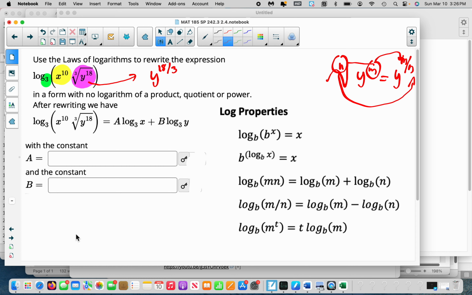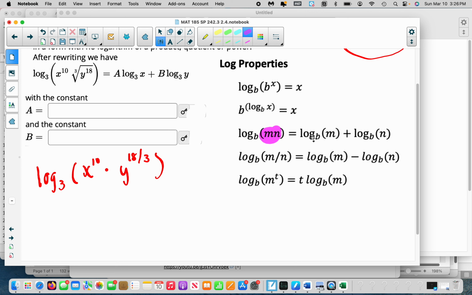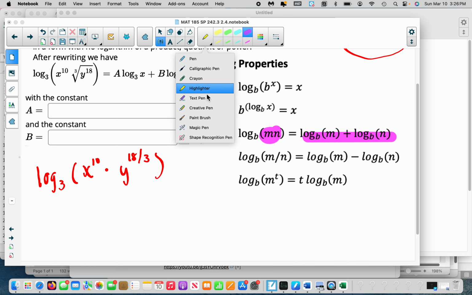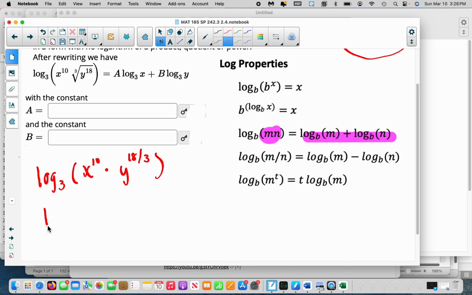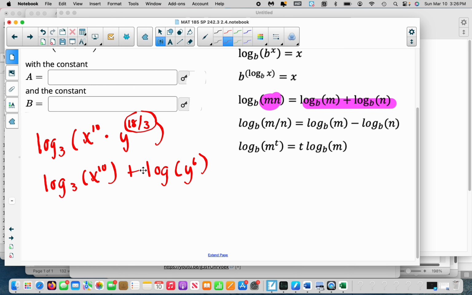Okay, so this is a product, the log of a product. So I'm going to use this here. I'm going to split it up and add those pieces. So this becomes the log base 3 of x to the 10th plus the log of y, and in fact, 18 divided by 3 is just y to the 6th. Right? I'm not done yet.